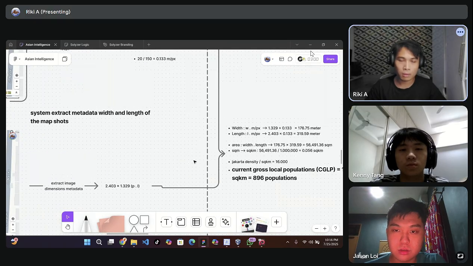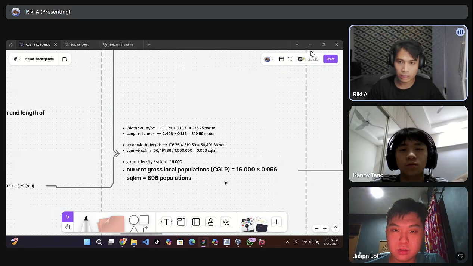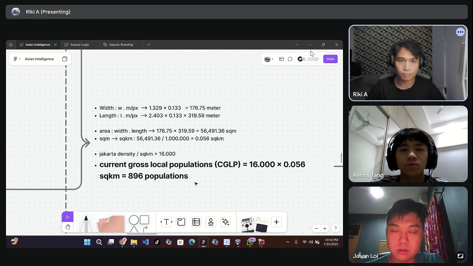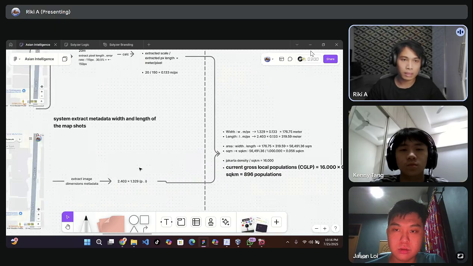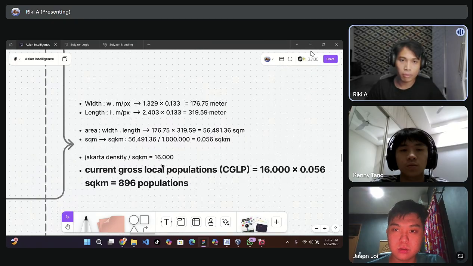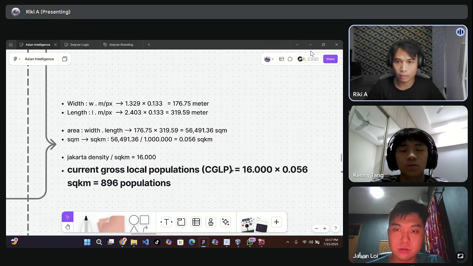All of this is gathered to calculate the CGLP, which is current gross local population. This conversion is used to know the exact area in square meters, converted also into square kilometers. With this, we can get the CGLP constant from 16,000 multiplied by 0.056. The 0.056 is gathered from this conversion, the area of the screenshot, multiplied by the Jakarta density.